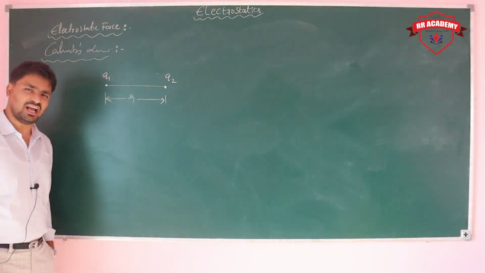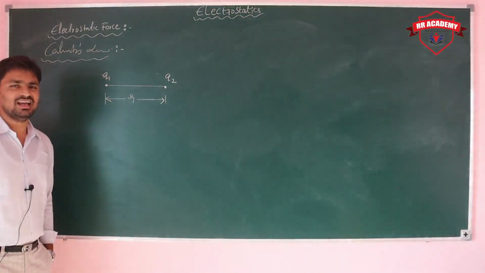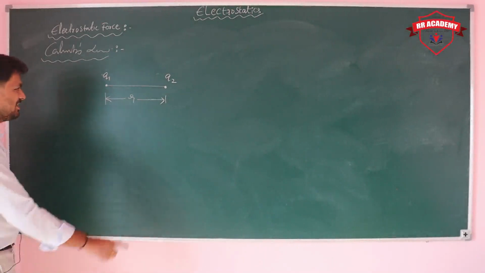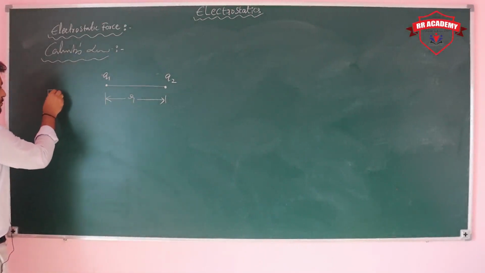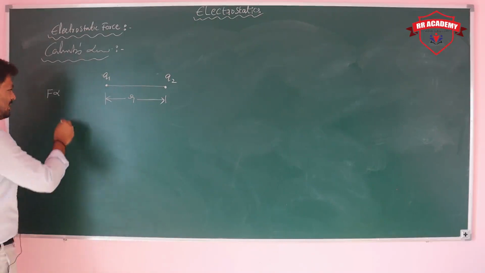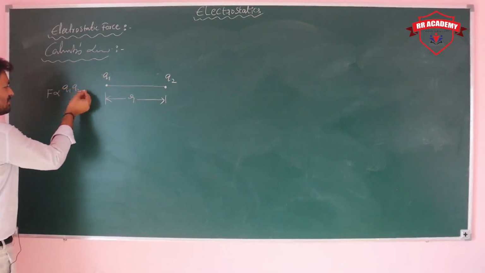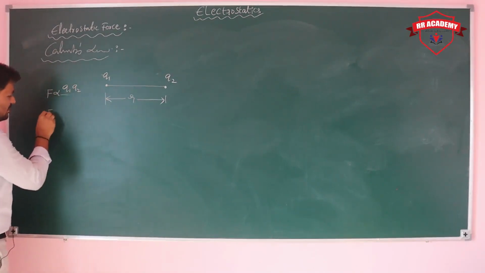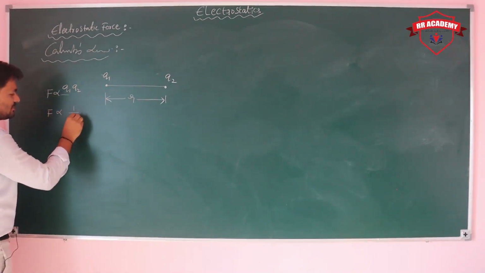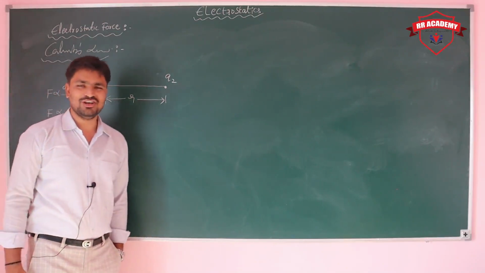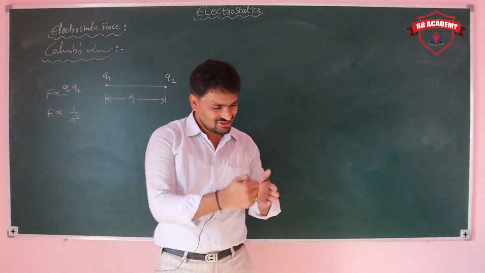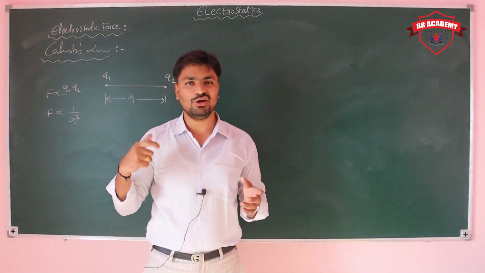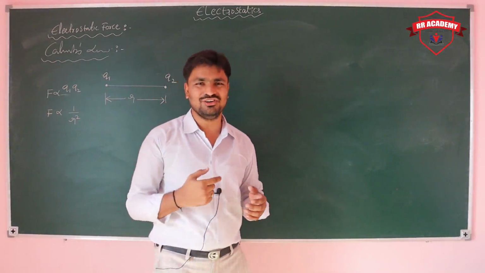Two charges are separated by a particular distance. Then the force of attraction or repulsion is directly proportional to the product of the magnitudes of the charges Q1, Q2, and inversely proportional to the square of the distance between them. When the distance between the charges increases, the force decreases. When the magnitude of the charge increases, the force also increases.